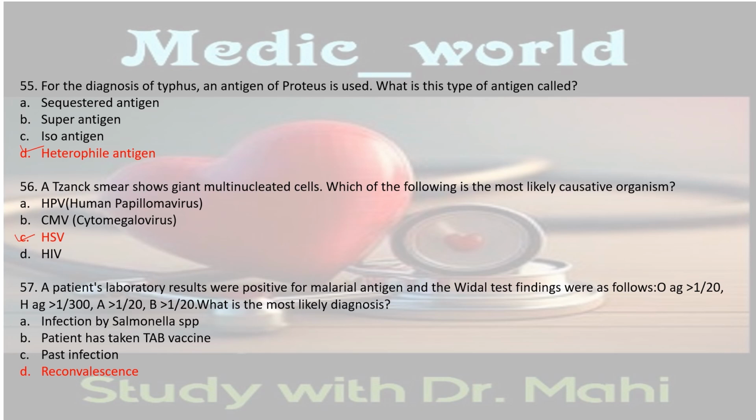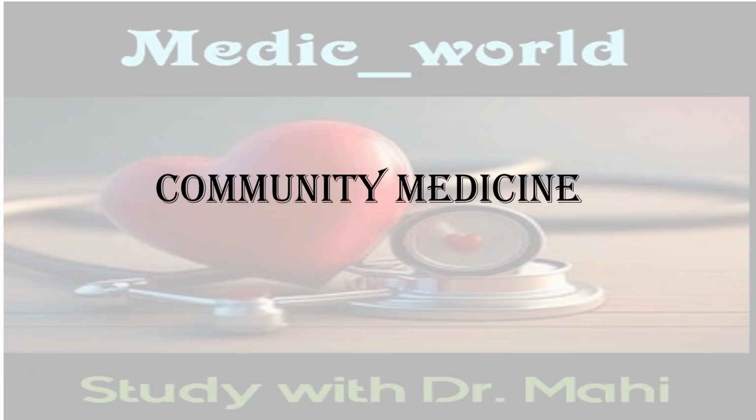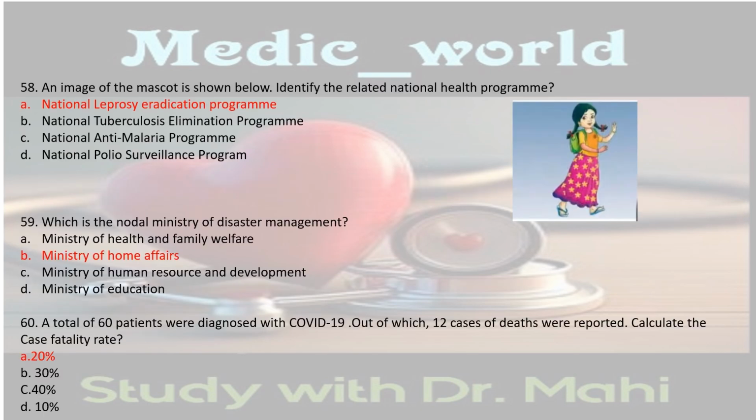A patient's laboratory results were positive for malarial antigen, and Vidal test findings were as follows: O antigen more than 1 in 20, H more than 1 in 300, A more than 1 in 20, and B more than 1 in 20. What is the most likely diagnosis? It is the convalescence phase. Next question is from community medicine.